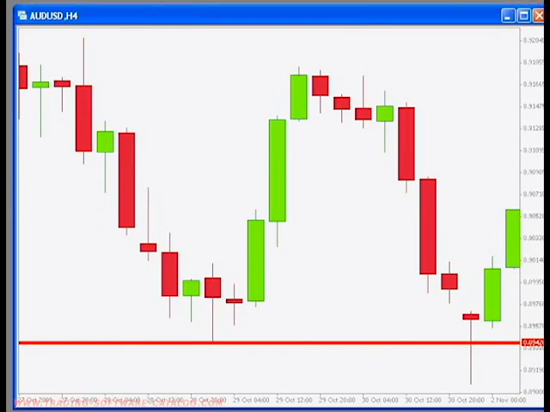Okay, let's search for another example. Oh, by the way, this was the 4 hours time frame. As you can see, I am going up in time frames just to show you guys, to prove that it works on any time frame.